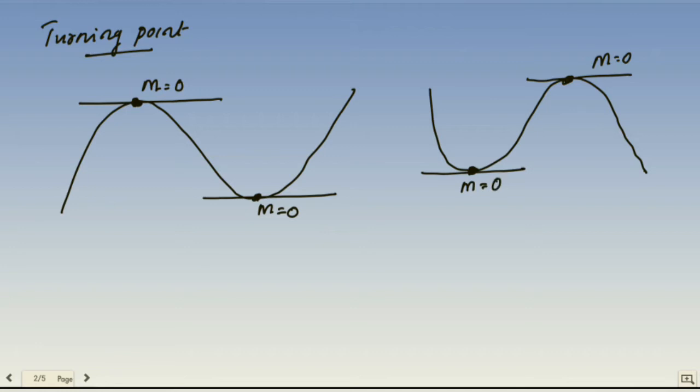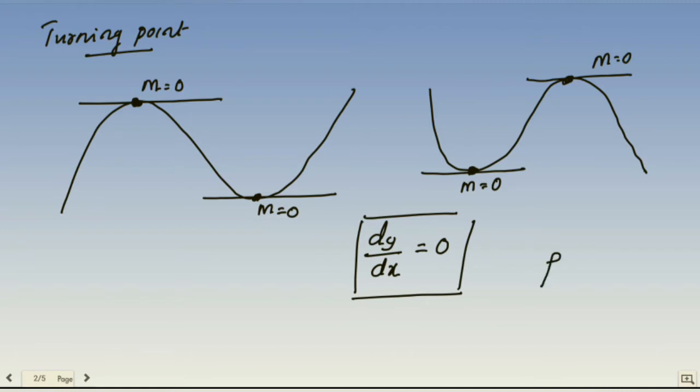Gradient of a curve, how do we get it? Differentiate the function: dy/dx is equal to 0, the gradient of the tangent. So we are using this formula to find the x value of the turning point. Differentiate and equate to 0, then solve for x. After finding x, substitute in the main function, that is f(x). Main function means the equation of the cubic graph, because the turning point is a point on the cubic graph. So after finding the x value, substitute in the main function to get the y value of the turning point.